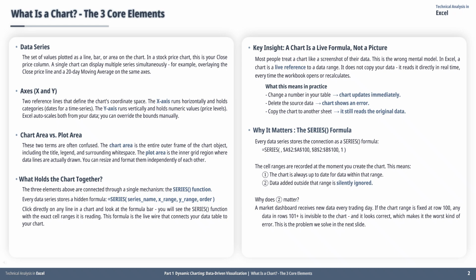In the example file, go to the raw data sheet. Column A holds dates, column B holds closing prices. Every other sheet in this workbook pulls directly from these two columns. This two-column structure is all you need to follow every example in this course.